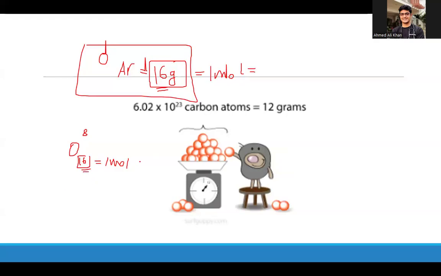And according to the Avogadro's rule, how many atoms will this 1 mole contain? Rafi? 6 into 10 power 23. मैंने क्या बताया था? 1 mole of any substance contains 6 into 10 power 23 particles, atoms, molecules, whatever.